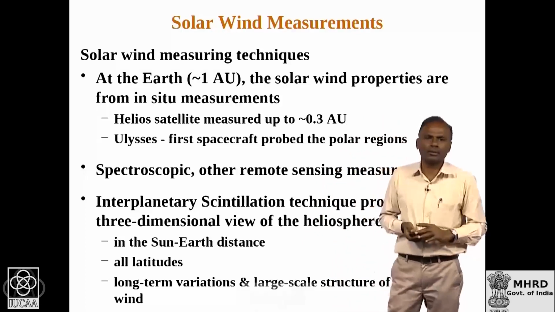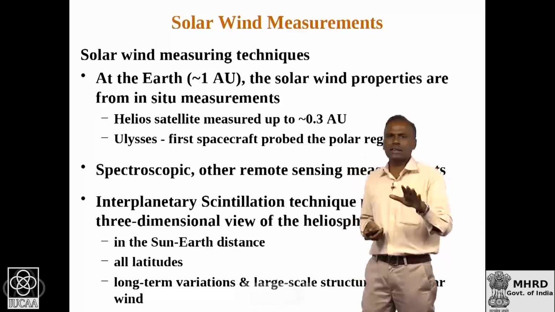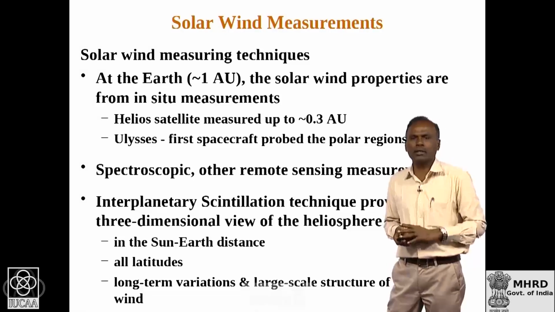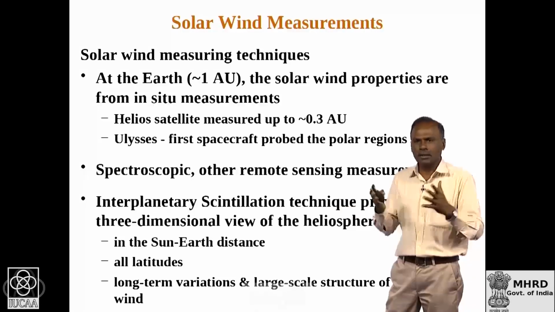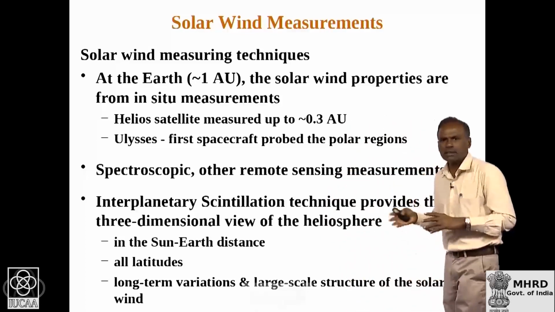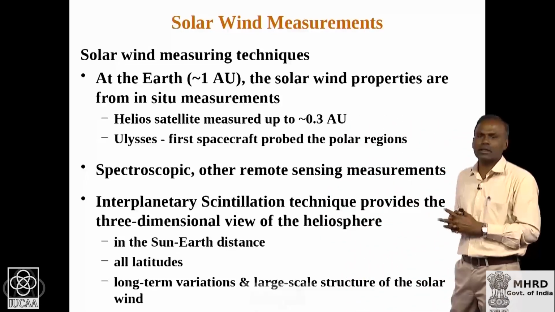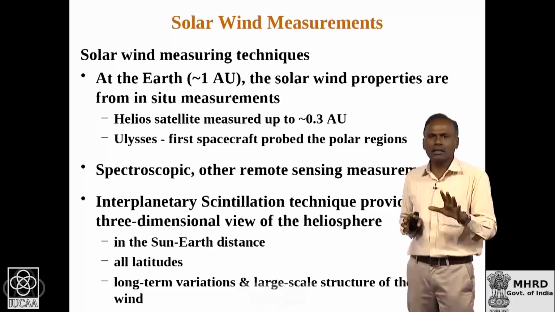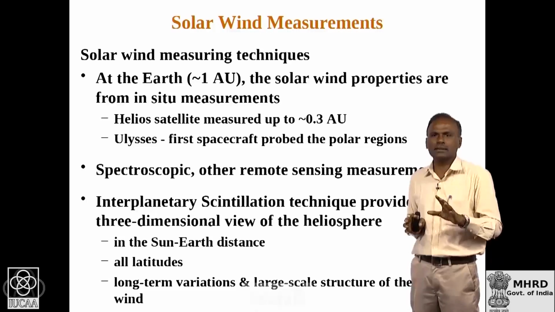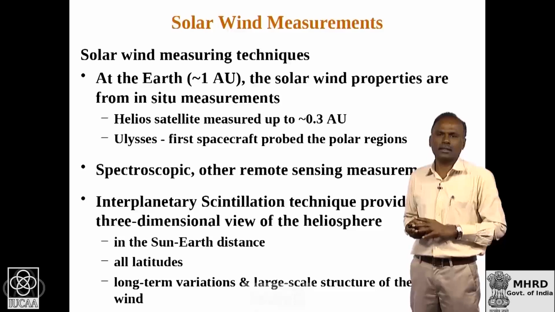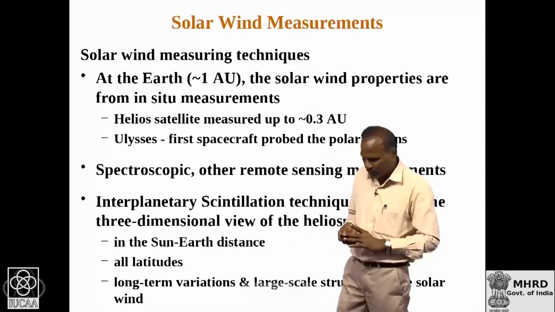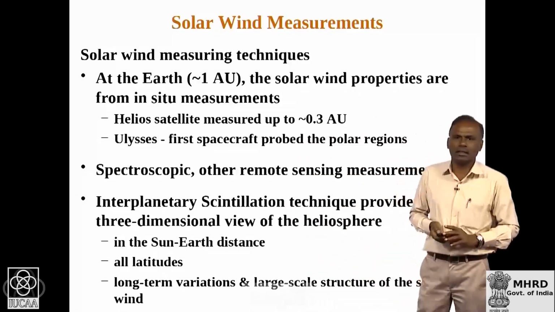of the solar wind. Whereas remote sensing techniques like interplanetary scintillation can give a three-dimensional view of the solar wind at Sun-Earth distance at all latitudes, and they are useful to study the long term variation and large scale structure of the solar wind. But one limitation with the interplanetary scintillation kind of remote sensing technique is that they are line of sight integration measurements. There are some methods to remove the line of sight effect, so we will see some of them in the later part of the lecture.